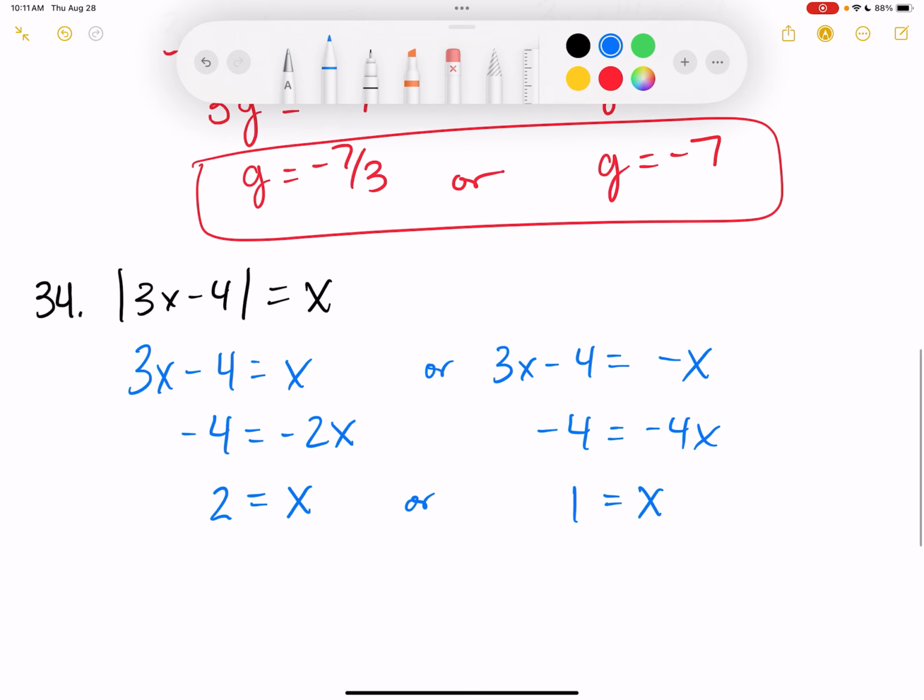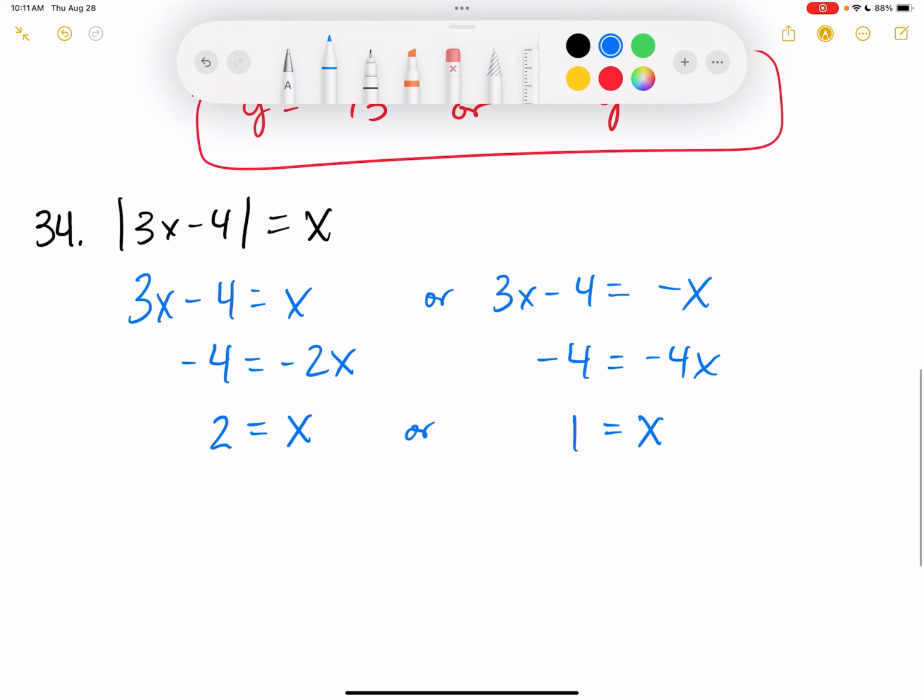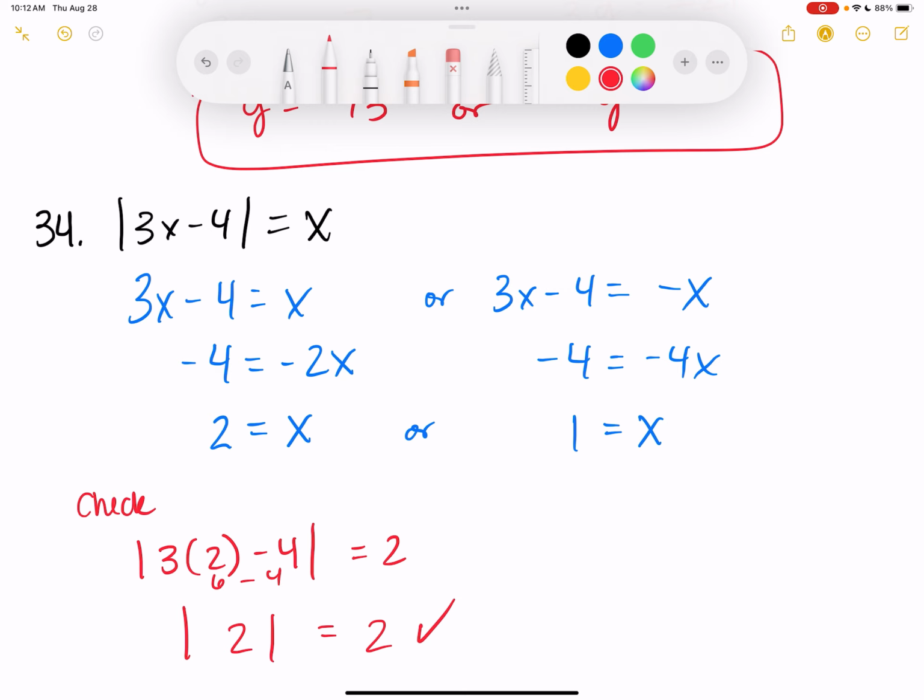Now, I'm not done yet. I need to see if these actually work. So I'm going to check them, and I'm checking into the original. I'm going to see if the absolute value of 3 times 2 minus 4 is equal to 2. Typically, as long as the number is positive out here, it's going to be fine, but we still need to check it and make sure. So this is the absolute value of 6 minus 4, the absolute value of 2, which is equal to 2, so that one's good. So this one does work.